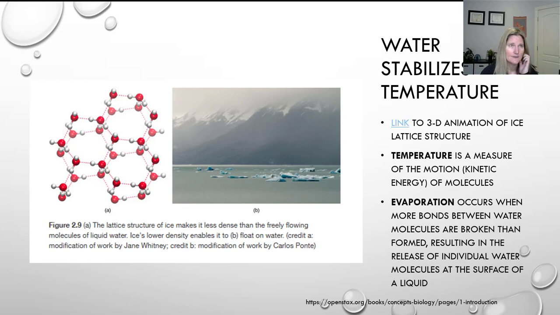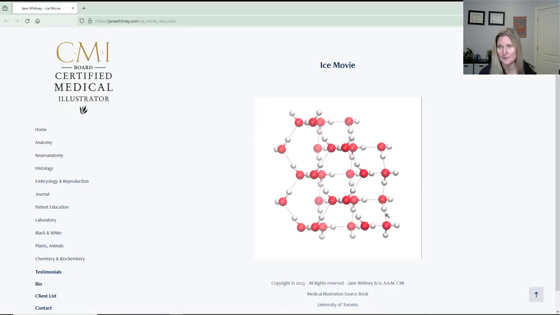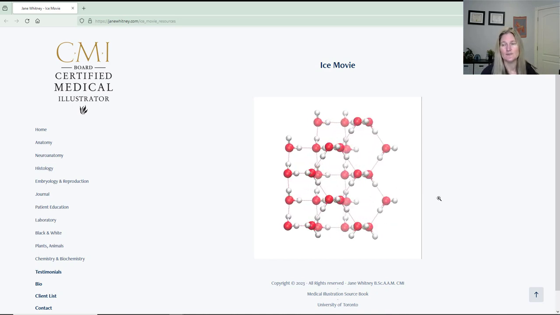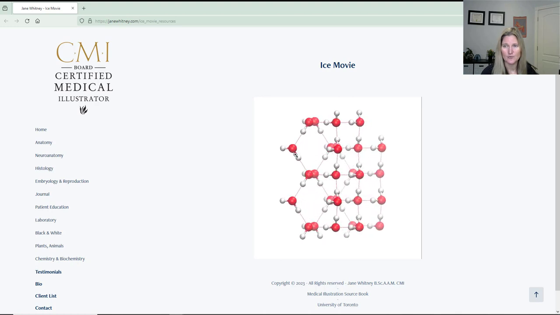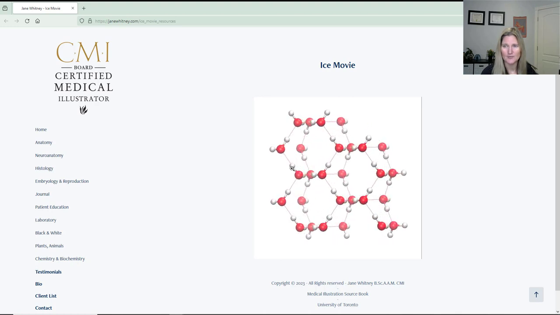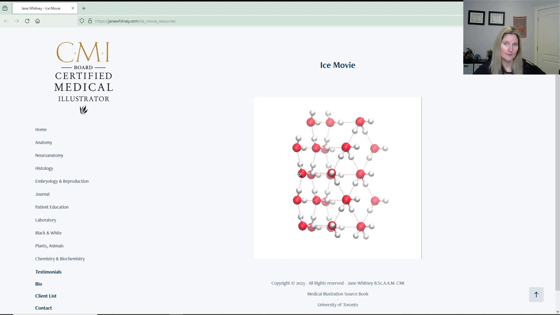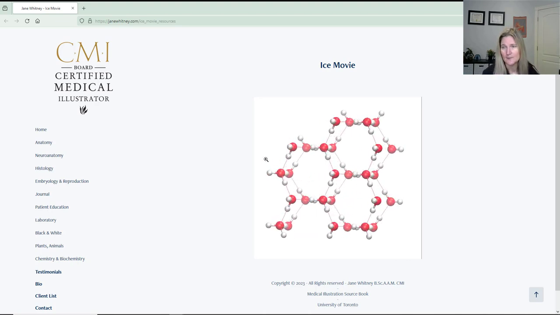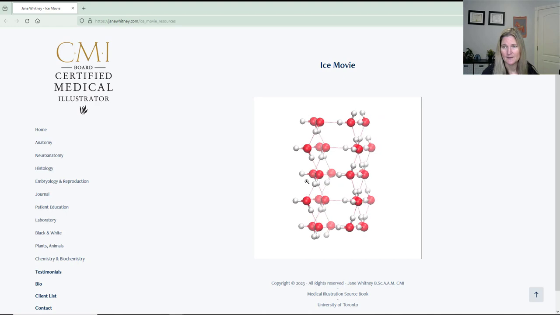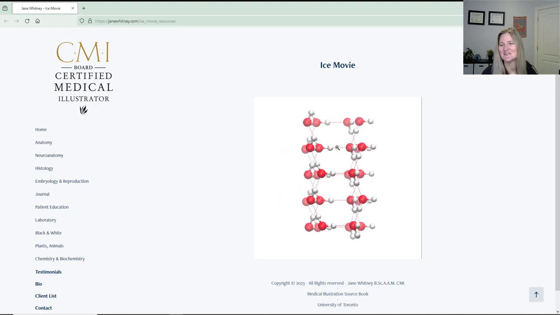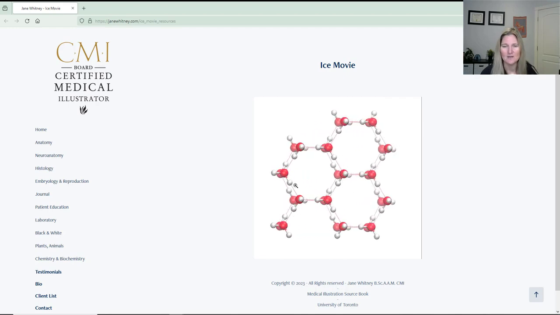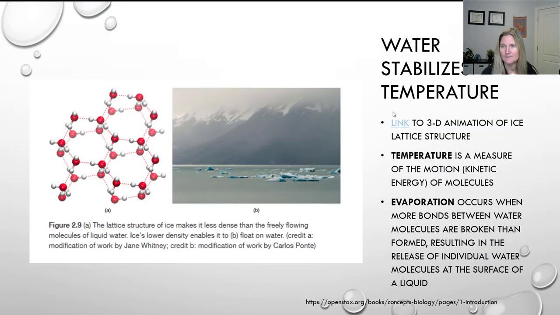And I actually have this from your textbook. The link for this is in the Openstax textbook. And you can just see how, when ice forms, you can see how far apart those hydrogen bonds are holding the water molecules apart. And so you end up with a very open area in between, and so it becomes less dense than liquid water. So that is what happens when the temperature drops.